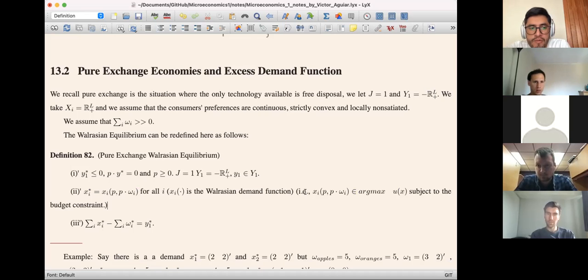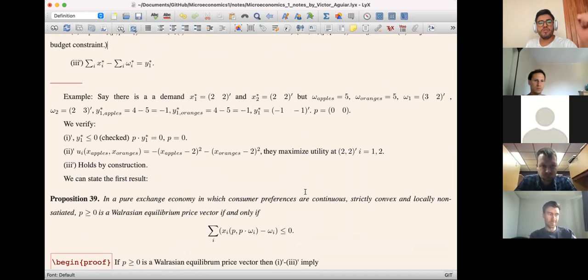So remember that there is only one firm, and essentially you have that the summation of the consumption xi is equal to whatever people dispose plus the endowments, okay? So a simple example. Say there is a demand function. This is the allocation x star, right? So it's just a vector. So x sub 1 of individual 1 is consumption of 2 units of good 1, 2 units of good 2. X2 is the same. And then endowments are omega of apples 5, oranges 5. Then the endowment of individual 1 is 3, 2. And the endowment of individual 2 is 2, 3.